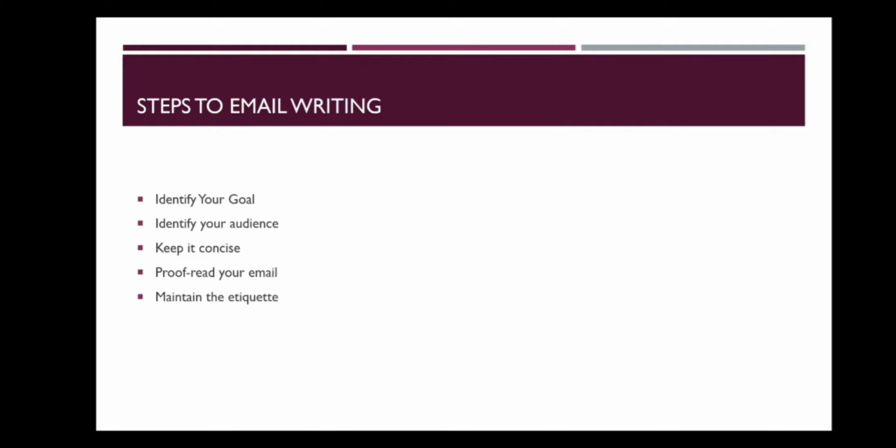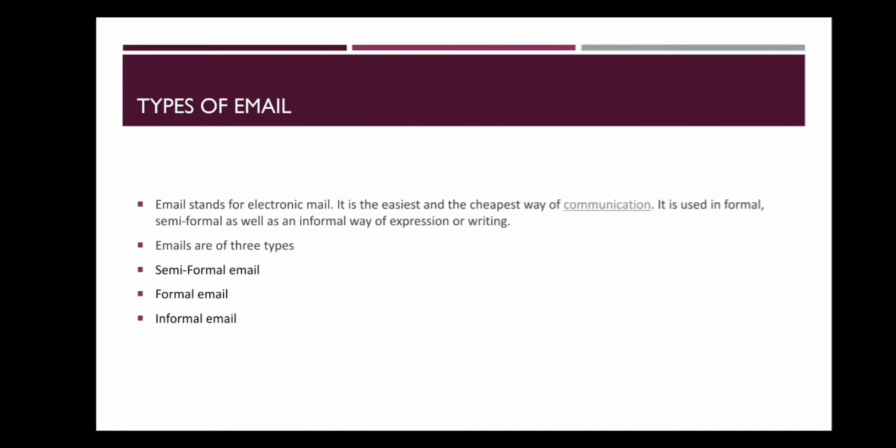Today we are going to learn email writing. So these are the steps to writing an email. First, you have to identify your goal. You have to identify your audience. You have to keep it concise. You have to proofread your email before sending it. And you have to maintain the etiquette when you are writing a mail.